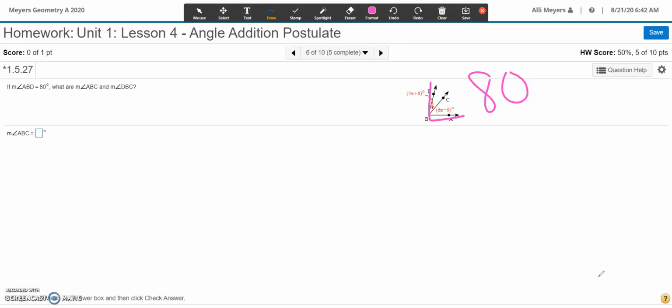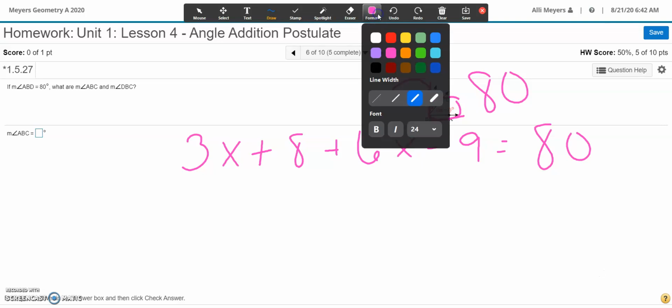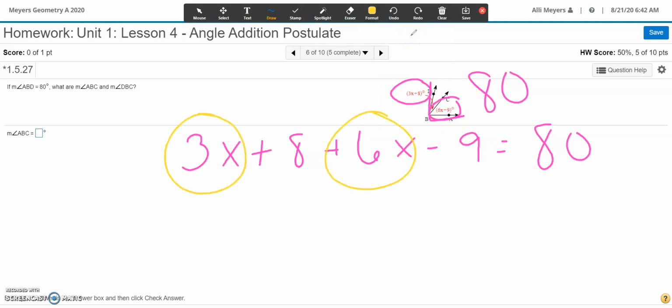So angle addition postulate says you can add the two parts of an angle together. So that would be the 3x plus 8 and the 6x minus 9. The two smaller angles within the whole thing, if I add those together, that should equal the entire angle, which is 80. Okay, I just got to do my algebra here. So combine your x's, combine your numbers, be careful there. 8 plus negative 9 is negative 1. Use your calculator here, people. Add the 1 over. 9x equals 81. Divide by 9, x would equal 9.